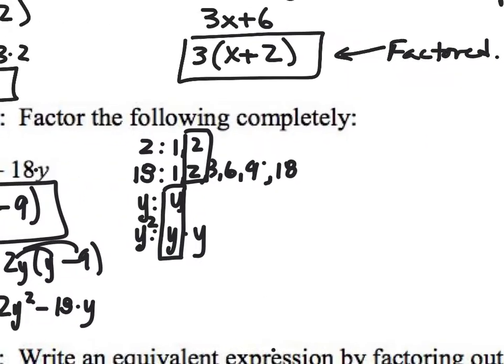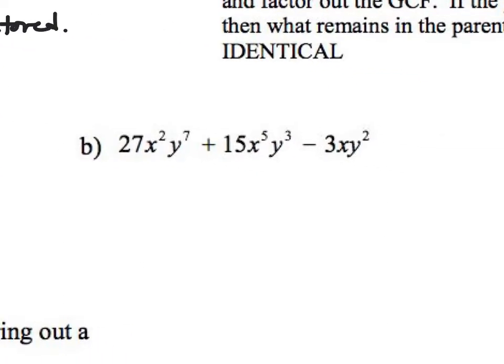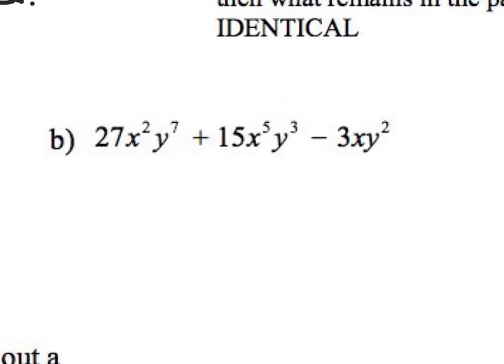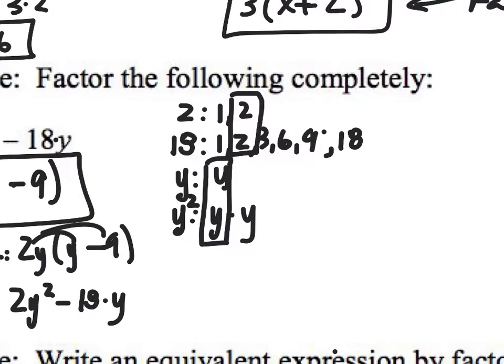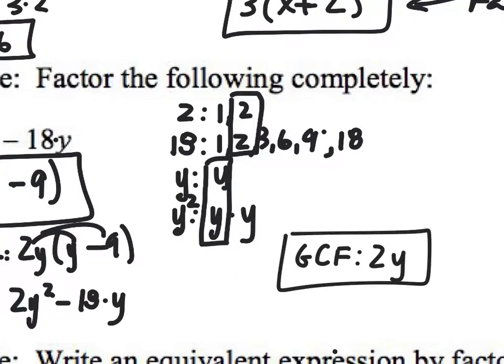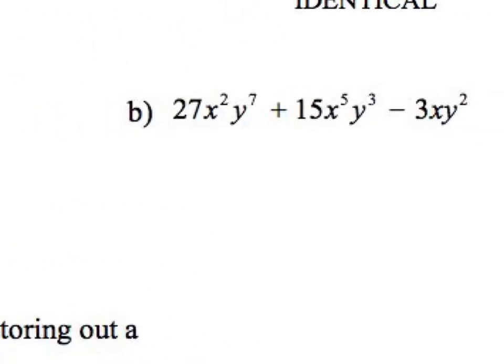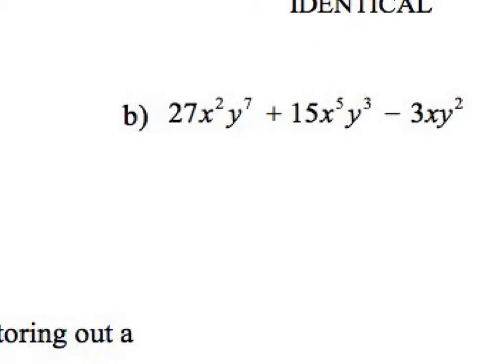Let's take a look at something else, something a little bit more complicated. Now, what I notice with this is I've got to find my greatest common factor, which is what we did over here. My greatest common factor, and let's write that here. When you do this, the greatest common factor is going to be 2y. So when I factor this over here, I also want to come up with a GCF, a greatest common factor.